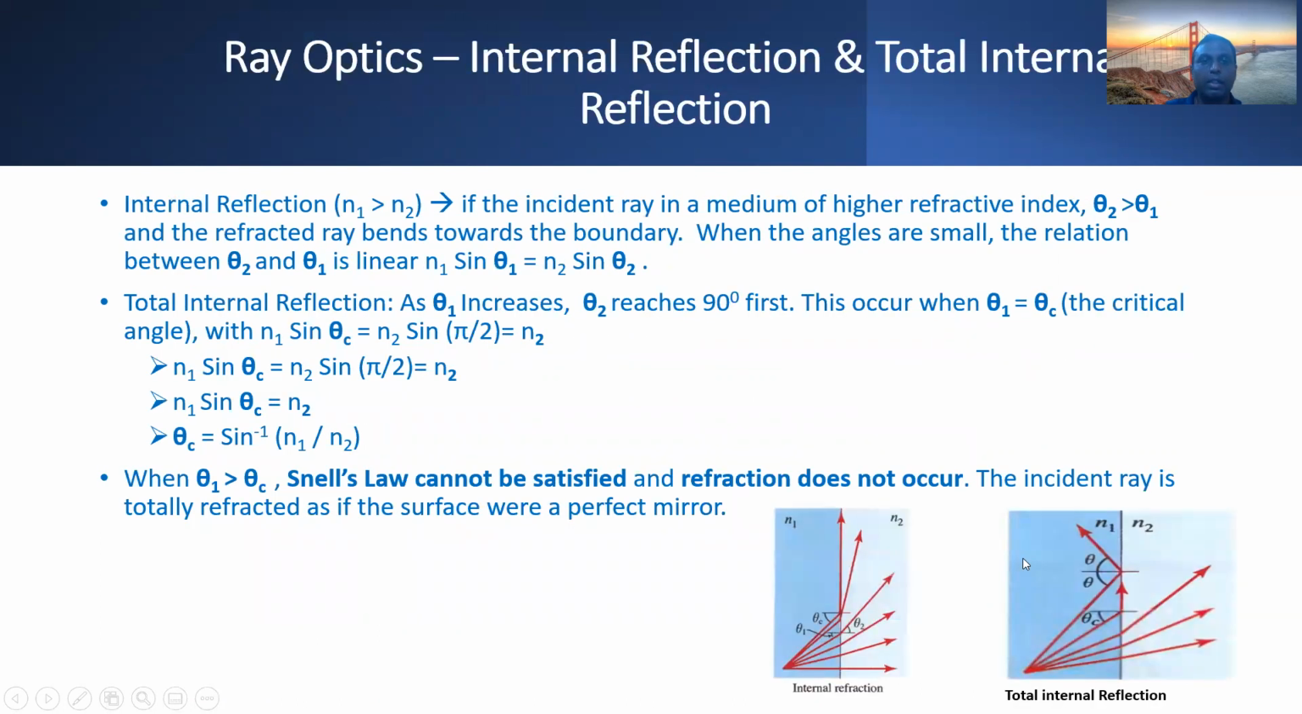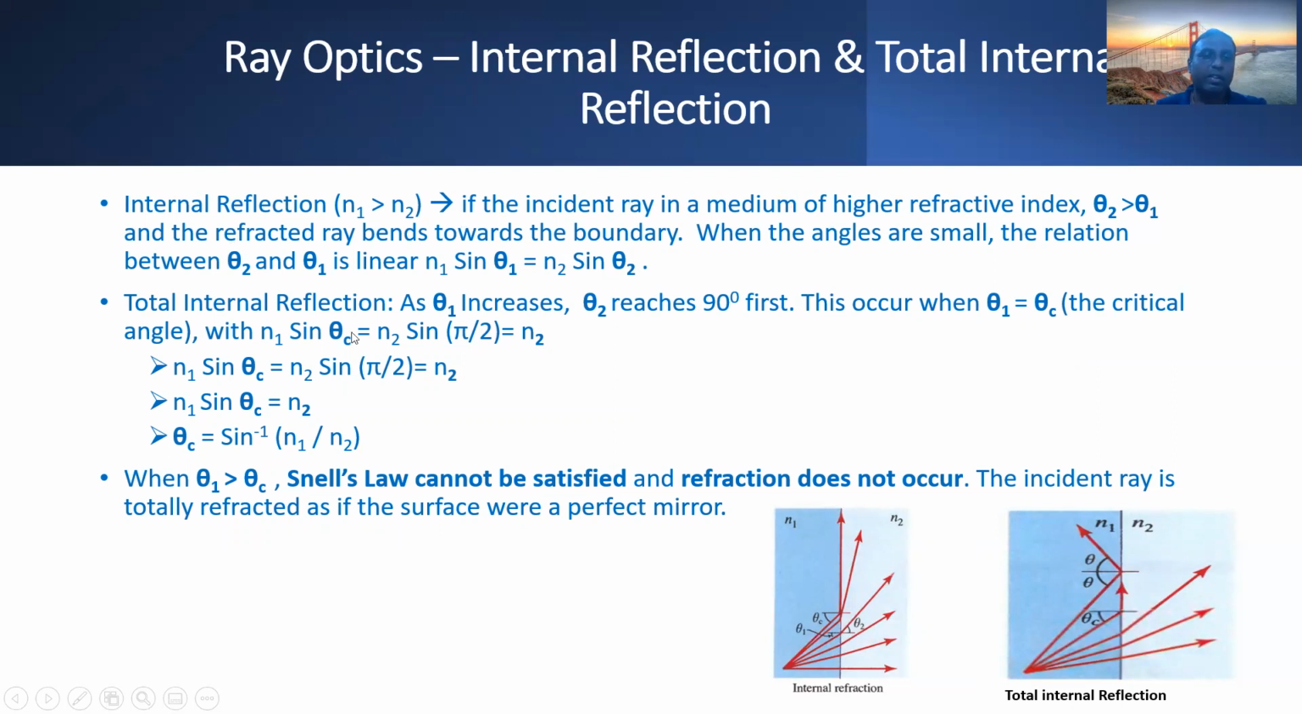Internal reflection and total internal reflection. Internal reflection is for n1 greater than n2. If the incident ray is in a medium of higher refractive index, theta 2 is greater than theta 1, and the refracted ray bends toward the boundary. When the angles are small, the relation between theta 2 and theta 1 is linear, given by n1 sine theta 1 equals n2 sine theta 2.